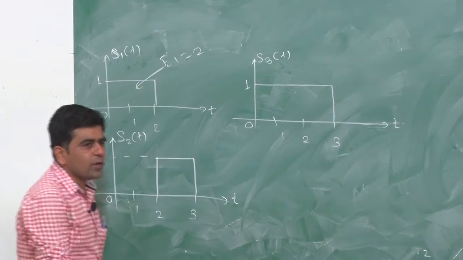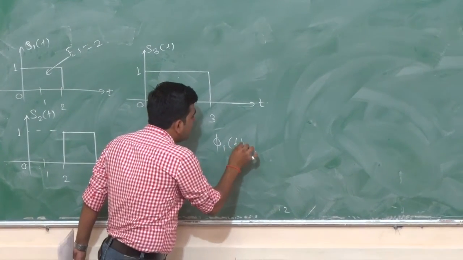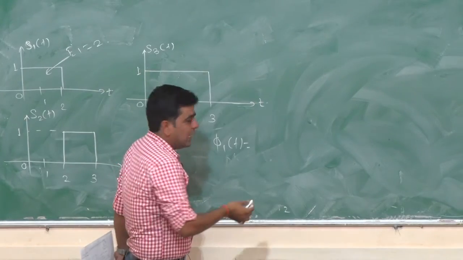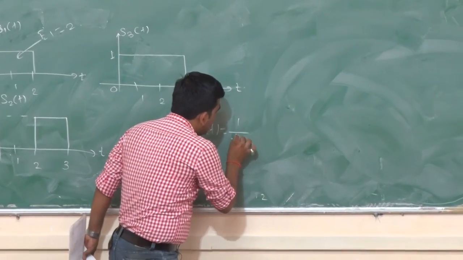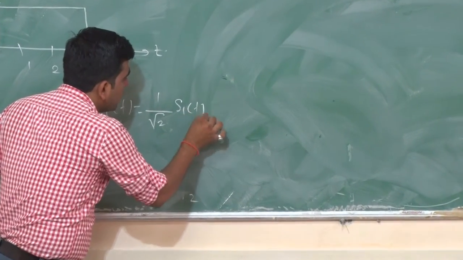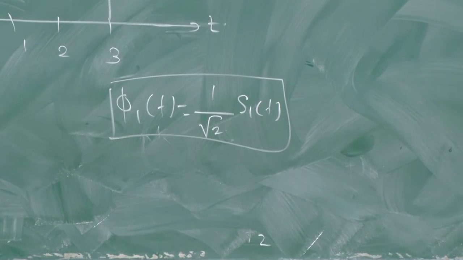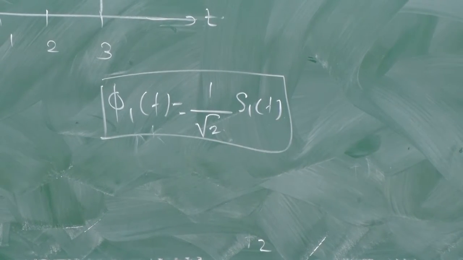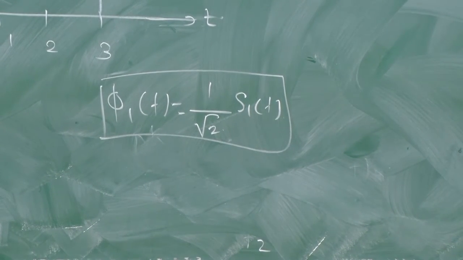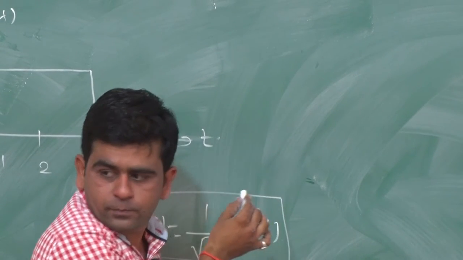So can we find out the basis function? Phi 1 of t is equal to 1 by root 2 into S1 of t. Phi 1 of t is equal to 1 by root 2 into S1 of t. So here we will get this first basis function.